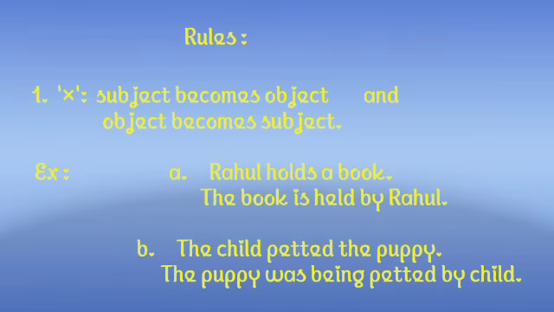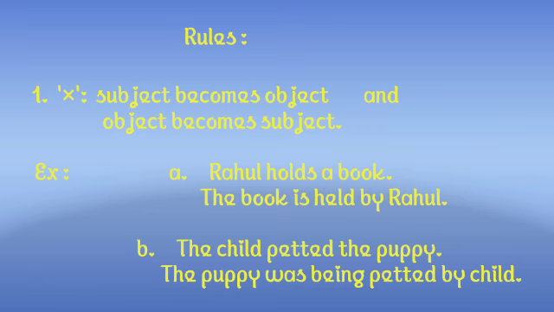So rule 1 is cross mark. Here subject becomes object and object becomes subject. For example, Rahul holds a book. Then in passive voice it becomes the book is held by Rahul. Here holds will become held. Whereas the next example, the child petted the puppy. In the passive voice it becomes the puppy was being petted by the child.